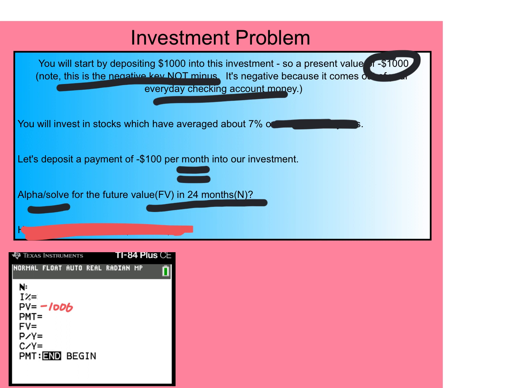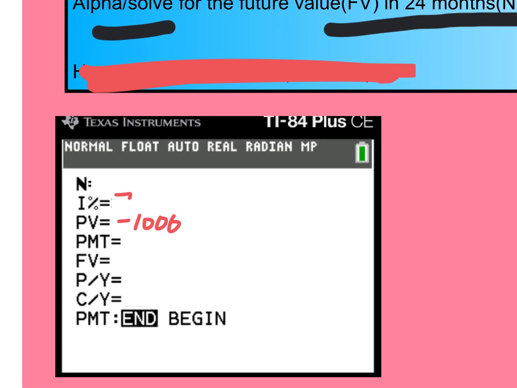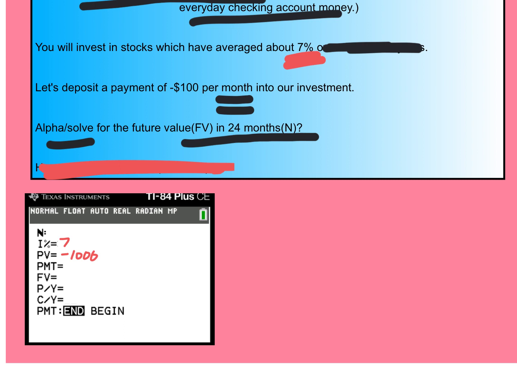Okay, so that's 7%. So we're going to put 7% right here. N is 24. It says so right there. Payment, PMT. There it is. Negative 100.